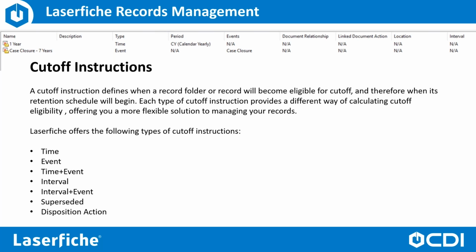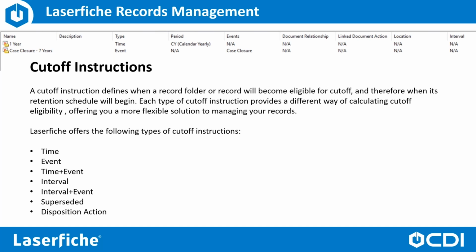An event plus time would be something where you'd run into like a loan where it is maintained for 7 years, but 7 years after something happens. So it's not 7 years from the date the document shows up in the system, it's 7 years from the event. So in an HR environment, that may be 7 years from date of termination, 3 years from date of termination, things like that.